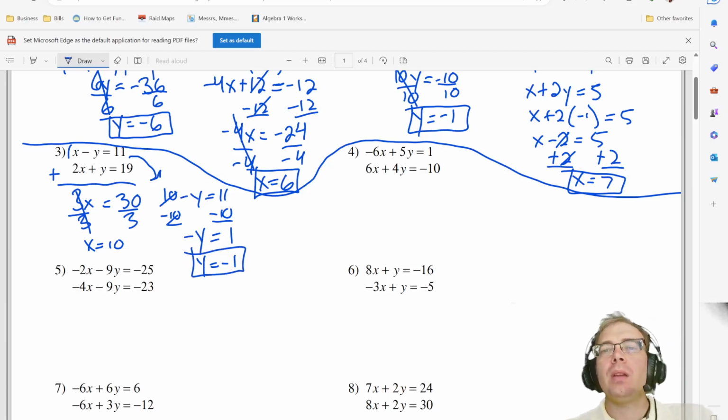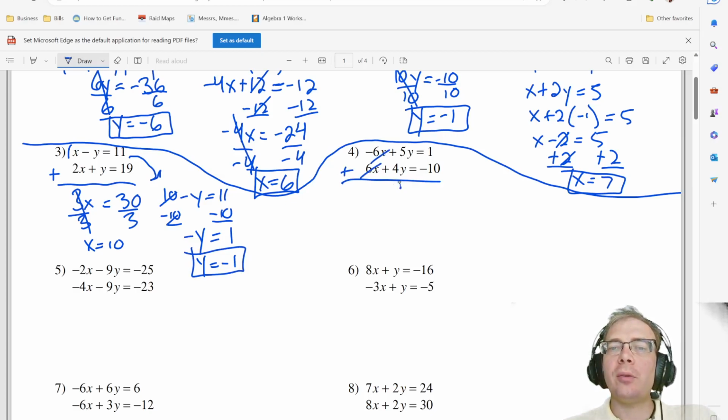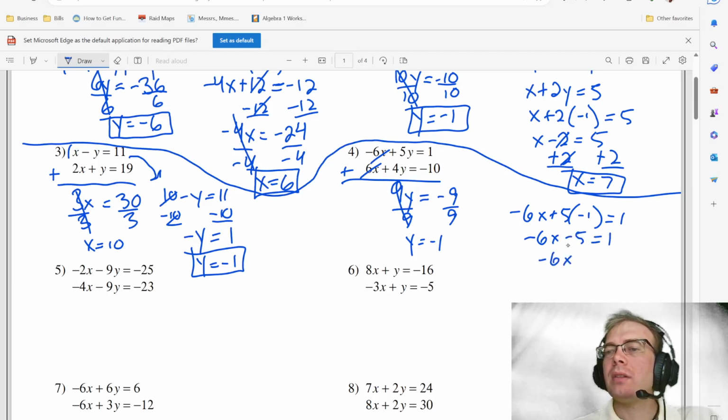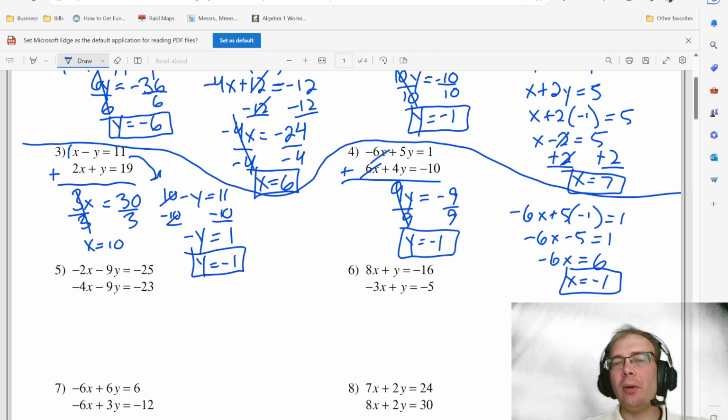All right, cool. Over here, it looks like those x's cancel. 5 plus 4 is 9. 1 minus 10 is negative 9. Divide by 9. Y equals negative 1. And then we plug that in. Negative 6x plus 5 times negative 1 equals 1. So that's negative 6x minus 5 equals 1. So I'm going to add 5 to both sides. X equals negative 1. They both equal negative 1.